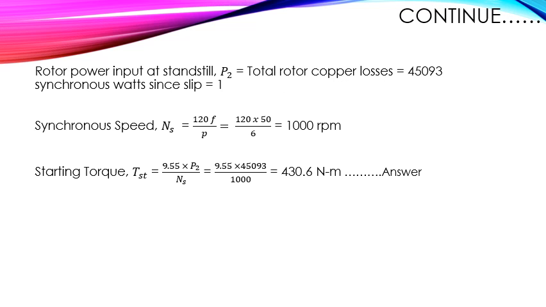Then rotor power input at standstill, P2, is equal to the total rotor copper losses, which is 45093 synchronous watts, since slip is equal to 1. Then we can find the synchronous speed, Ns = 120f/P, so it is 1000 rpm. Putting in all the values, the starting torque TST = 9.55 multiplied by P2 by Ns, and it is 430.6 Newton meter, and that is the answer.